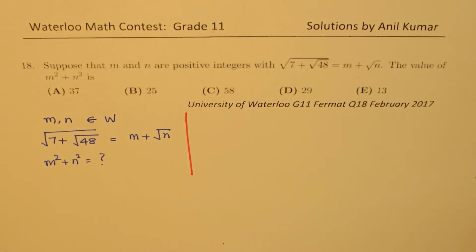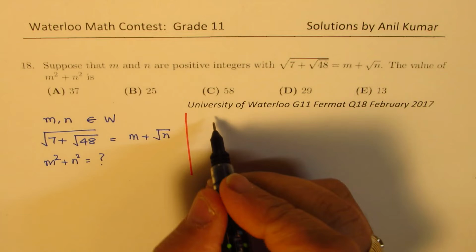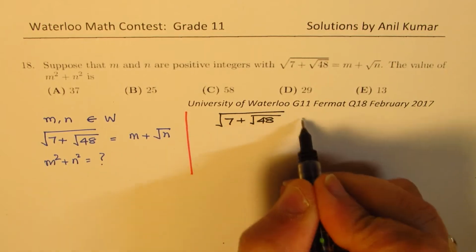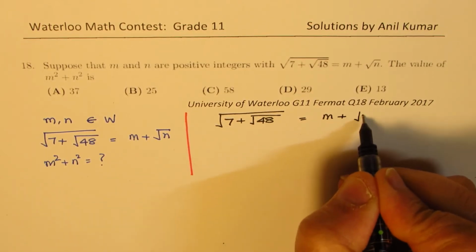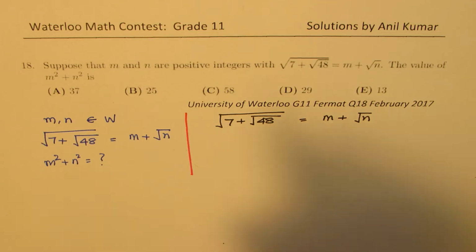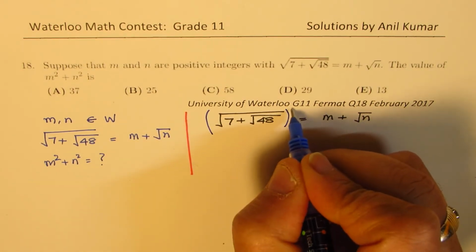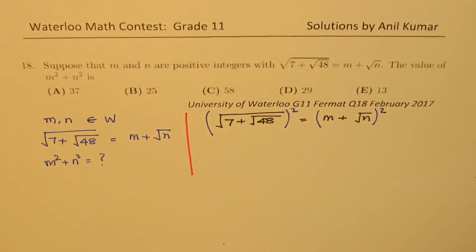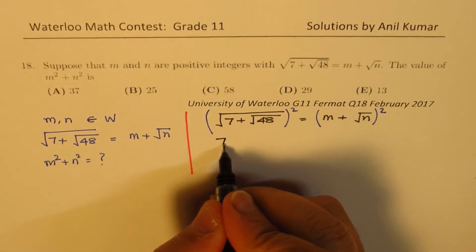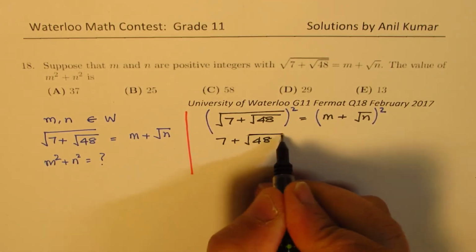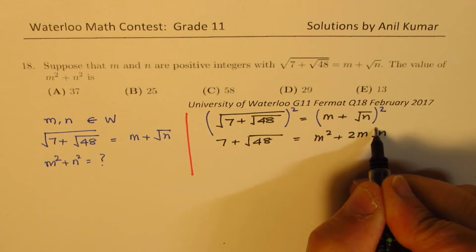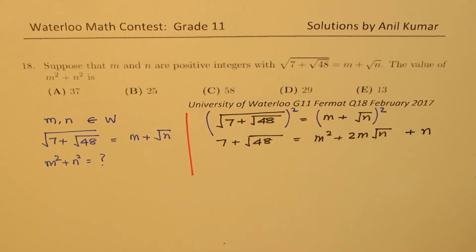Fine. So how do we figure this out? Well, the method here should be straightforward. We can square both sides, right? So we are given that square root of 7 plus square root of 48 is equal to m plus square root of n. So in step number 1 itself, we'll just square both sides. Now both are positive, so that means we get the right answer, right? So when you square, we get 7 plus square root of 48 on the left side, and here we get m square plus 2 times m square root n plus n. That's what you get.